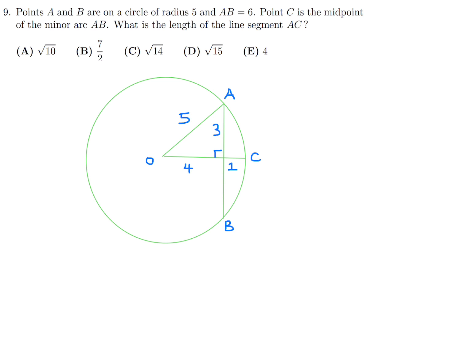So they want me to figure out the distance from A to C. So they want this distance right there. Okay, that shouldn't be a problem. That can be done using Pythagoras. So AC squared is equal to 3 squared plus 1 squared. So that's 10. And therefore AC is root 10. So number 9, the answer is A.